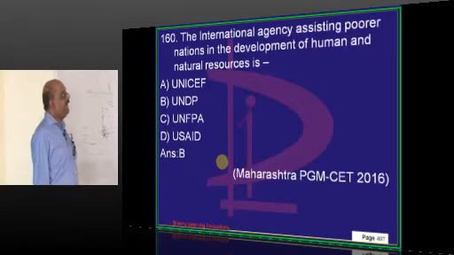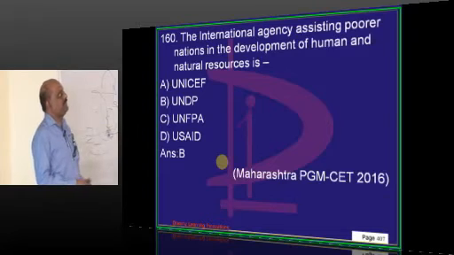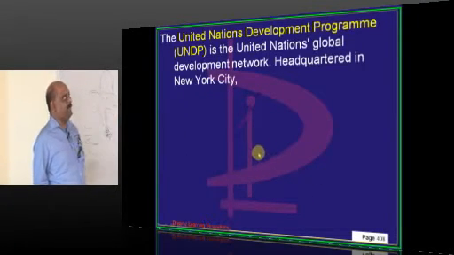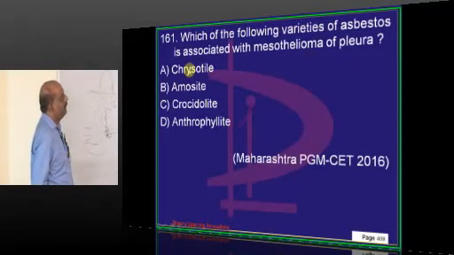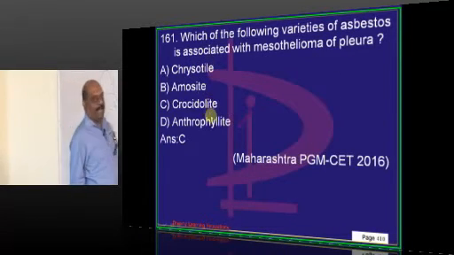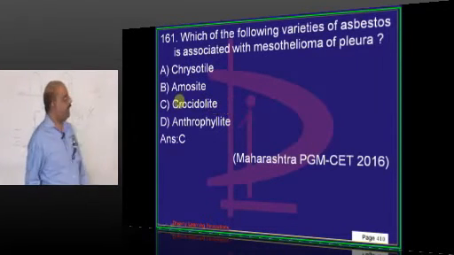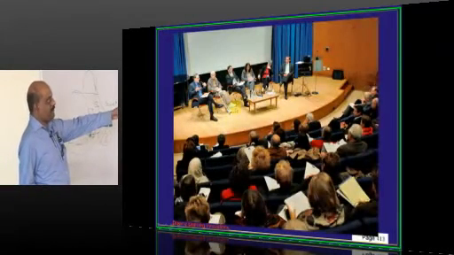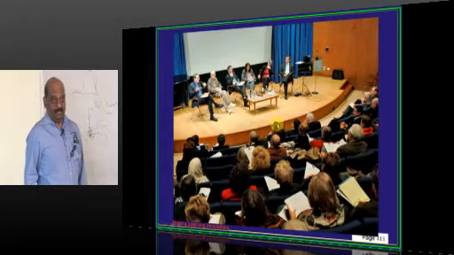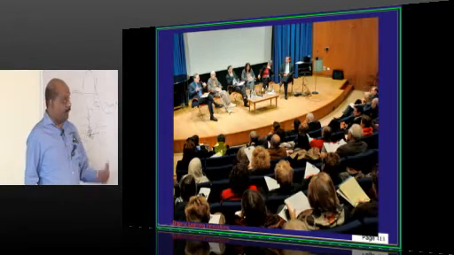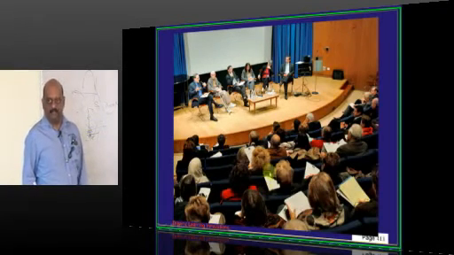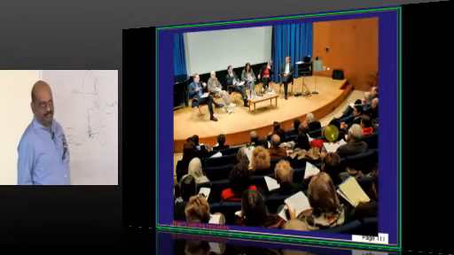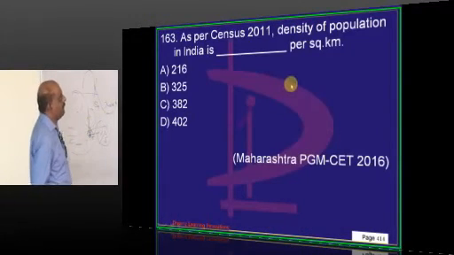Which international agency is for the development of human and natural resources? UNDP, United Nations Development Programme. Asbestos, crocodile. Obviously crocodile is dangerous, no? Crocodile is mesothelioma. Health communication where 4 to 8 experts sit and talk about their expertise while all of us sit and listen is basically called a panel discussion. Not a difficult question, easy to answer.